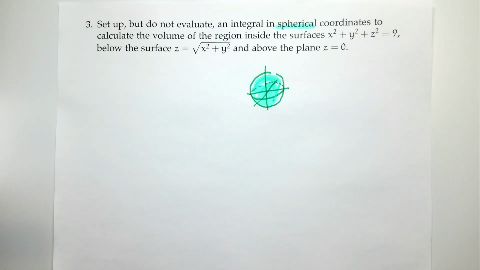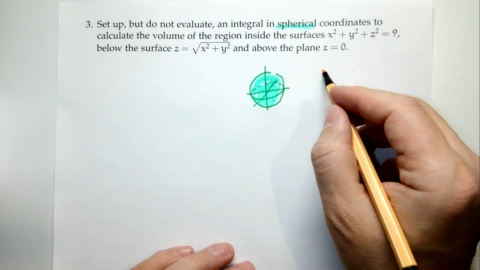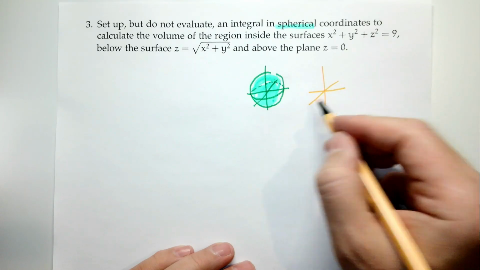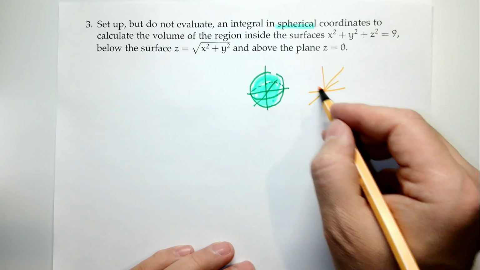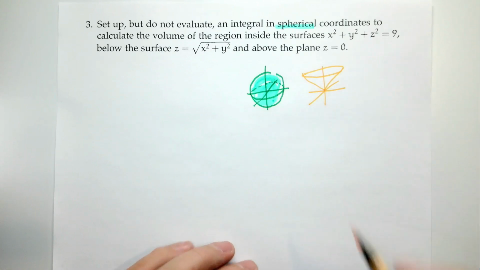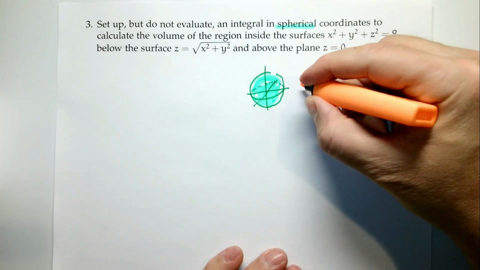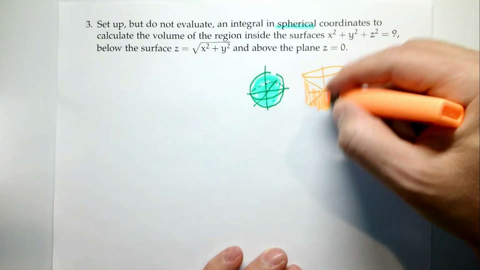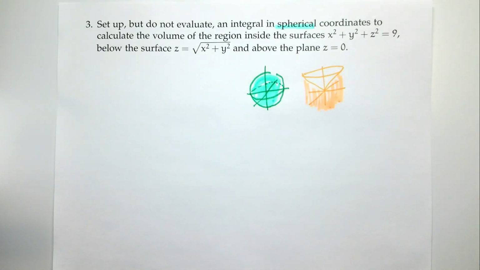Now, number 2, we have to be below the surface z equals root x squared plus y squared. Now, that surface is actually one we see a lot. That's the cone. So there's our cone coming up, and we want to be below it. So that says we're down here, down below. So we're below the cone.